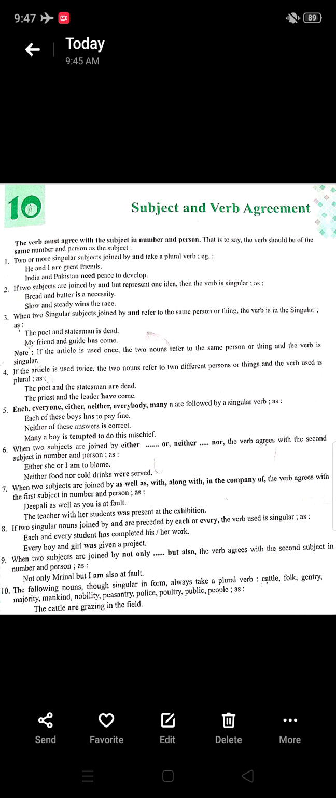The first rule is: two or more singular subjects which are joined by "and" take a plural verb. Always remember, if in a sentence you have two or more subjects, and the subjects we are talking of are singular and are joined by "and", they must carry a plural verb, not a singular verb. Like an example: He and I are great friends.